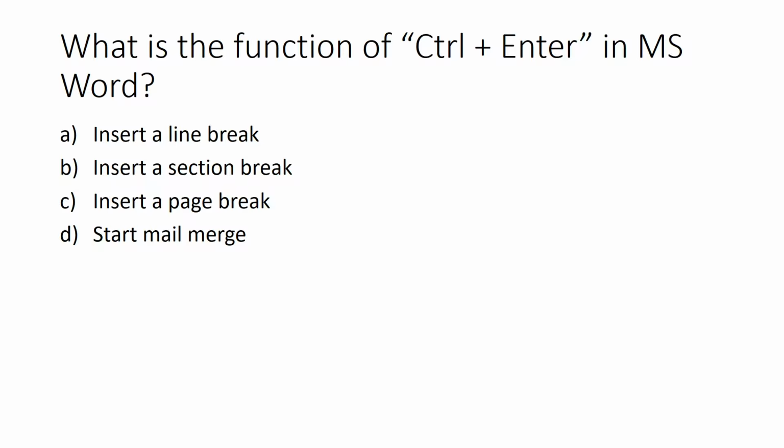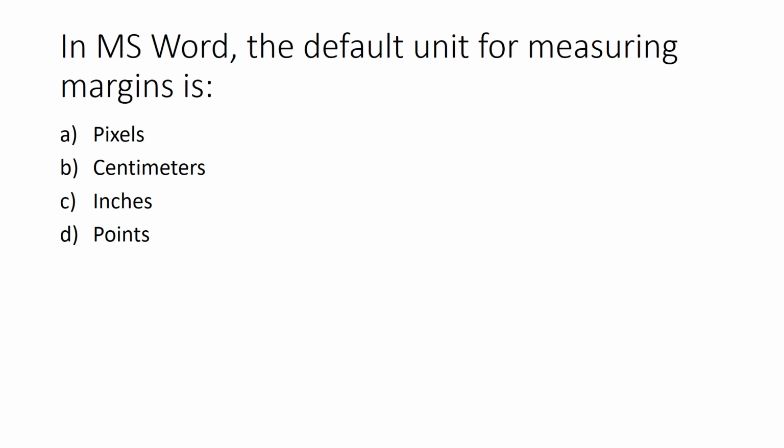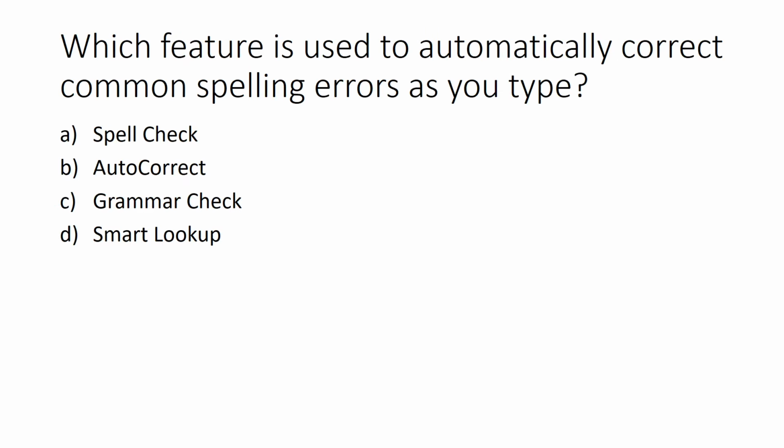What is the function of Control and Enter? Means shortcut key, if you press Control and Enter, which of these things will be inserted? Control and Enter will be used to insert a section break. Next, in MS Word, the default unit for measuring margins is inches. Now which feature is used to automatically correct common spelling errors? If you want to correct common spelling errors as you type, it will automatically get corrected. That is the autocorrect feature of MS Word.